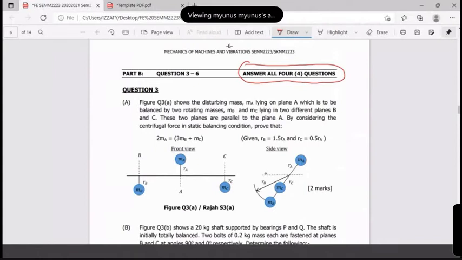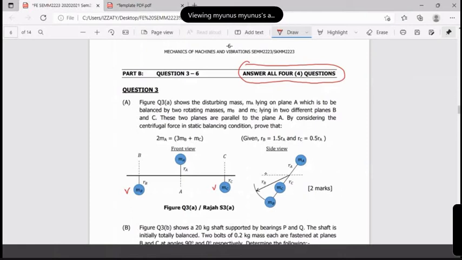So number 1, look at here. Show the disturbing mass MA lying on plane A. MA here lying on plane A, correct? Which is to be balanced by 2 masses. This one must be balanced by this one and this one. It is correct.